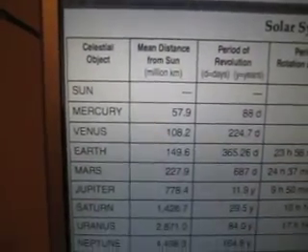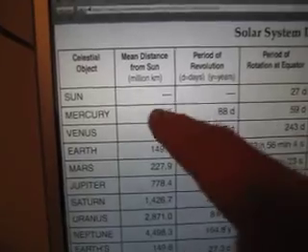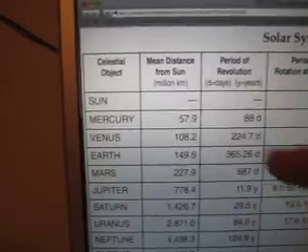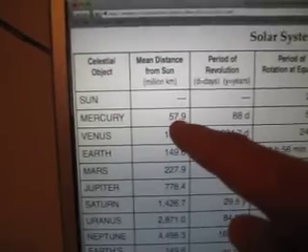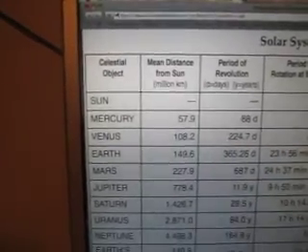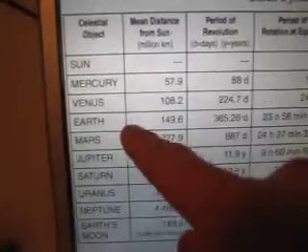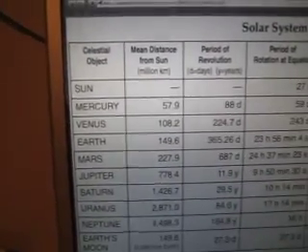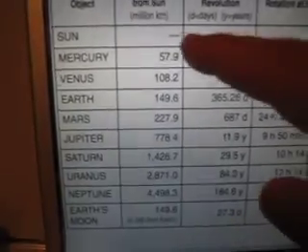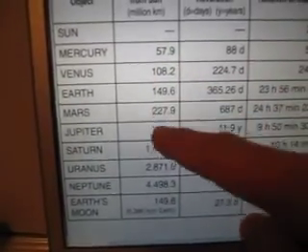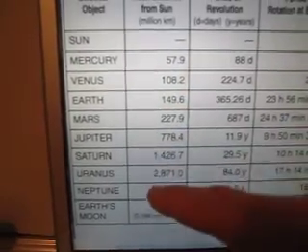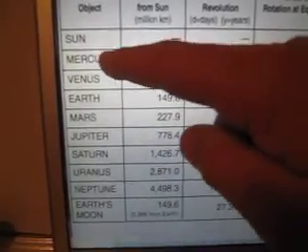So that's the average distance from the sun, and that's in millions of kilometers. So for Mercury, it's about 57.9 million kilometers away from the sun. Okay, Earth is 149.6 million kilometers from the sun. Okay, and you can see these numbers are increasing. So this would be the order of planets that you would find as you go further and further away from the sun.